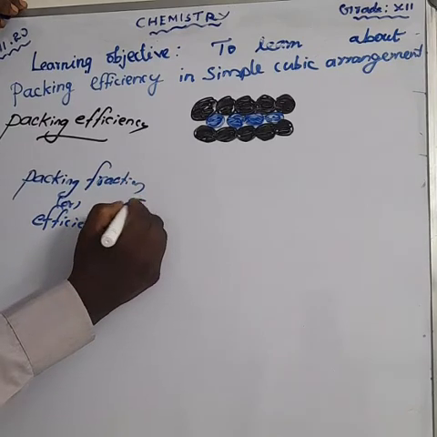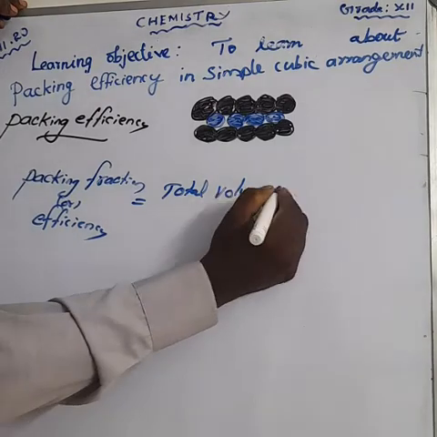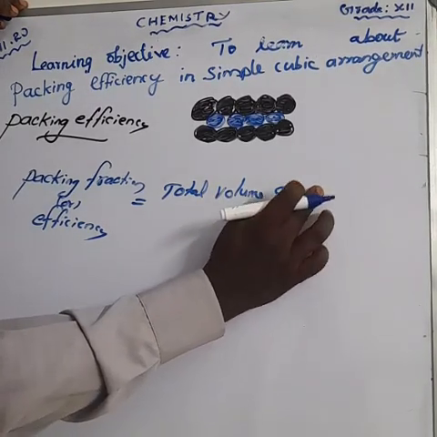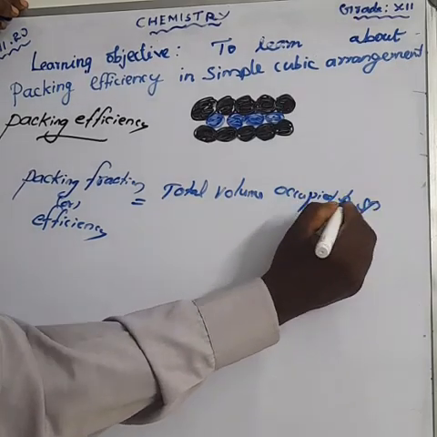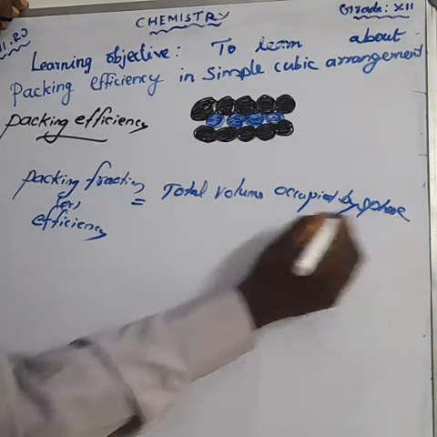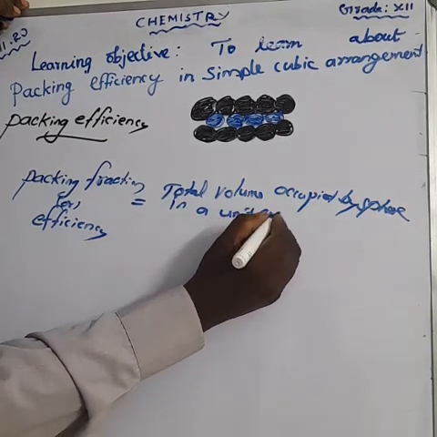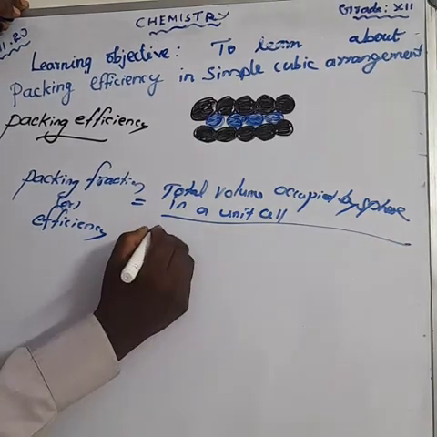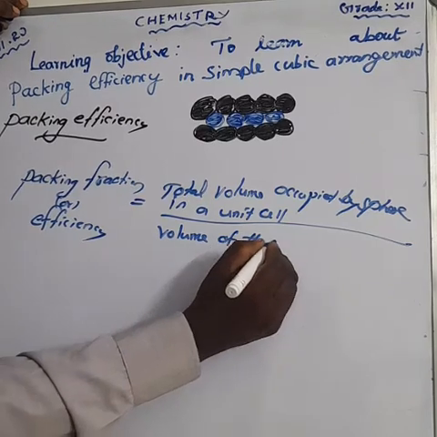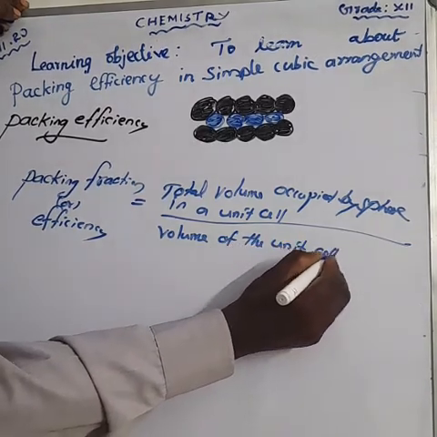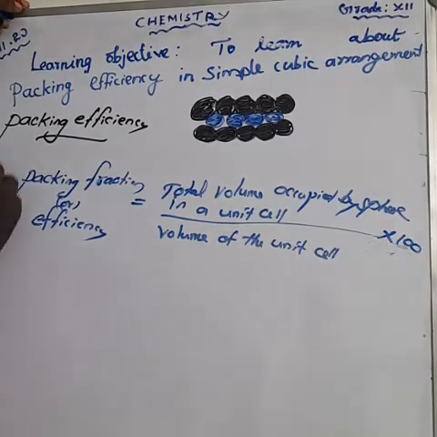Okay, this is equal to total volume occupied by spheres in a unit cell divided by volume of the unit cell into 100. This is the formula. Don't forget it.